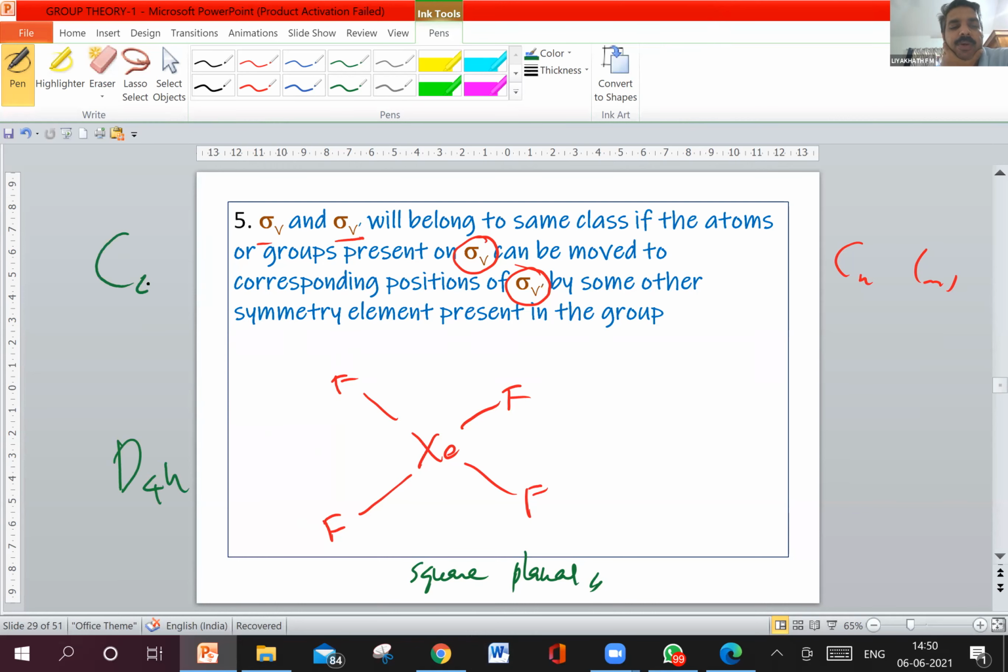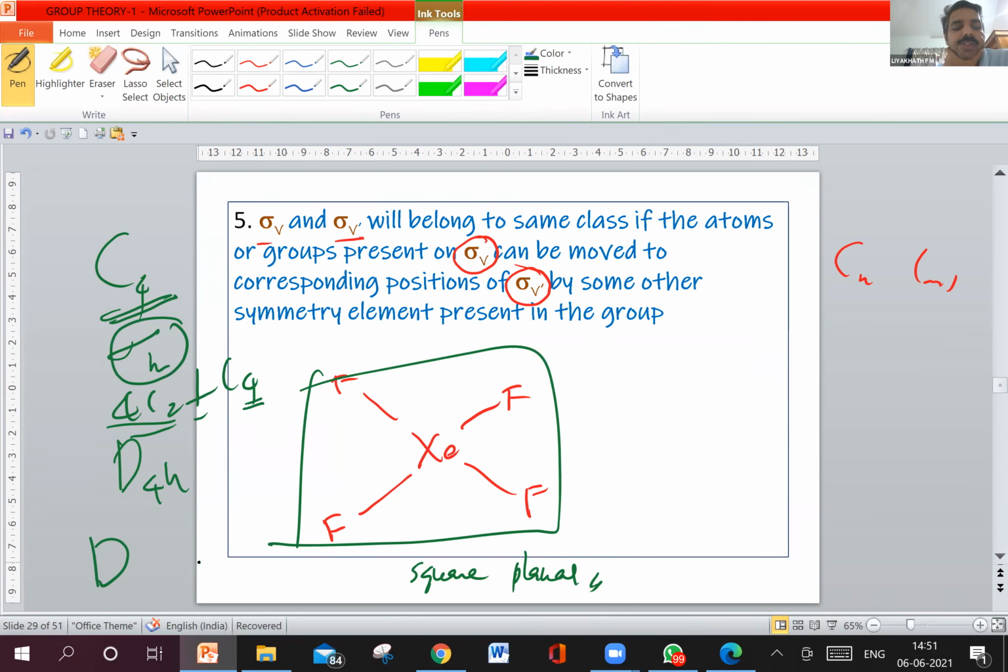Therefore, it contains a C4 axis and a perpendicular sigma h, and also 4 C2 axes perpendicular to C4. C4 is the principal axis, and there are 4 C2 perpendicular to C4. Therefore, it belongs to the D category. And here there is a sigma h plane. So it belongs to the D4h point group. Okay, so here there are 4 sigma planes: 2 sigma v and 2 sigma d planes.